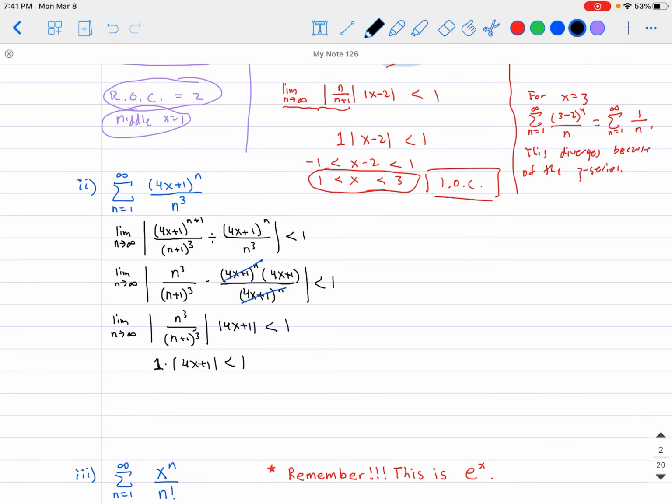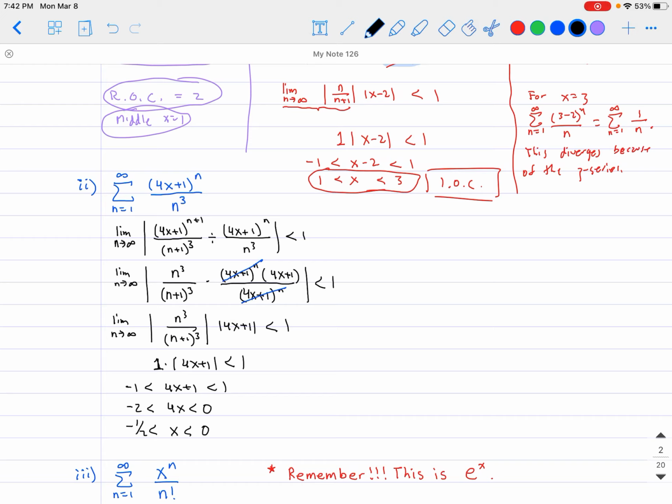I am going to get rid of the absolute value by making negative 1 less than 4x plus 1 less than 1. Subtract 1 from all sides. So negative 2 is less than 4x is less than 0. So x is going to be in between negative 1/2 and 0. Once you get that, that'll give you your interval of convergence.